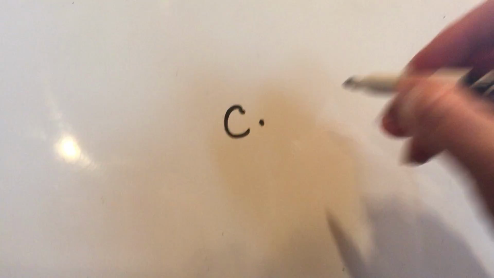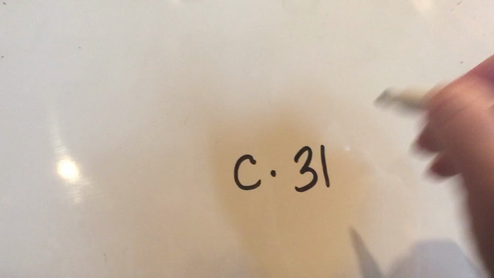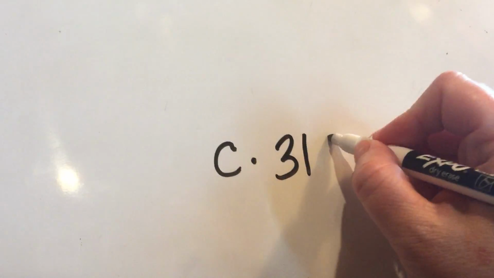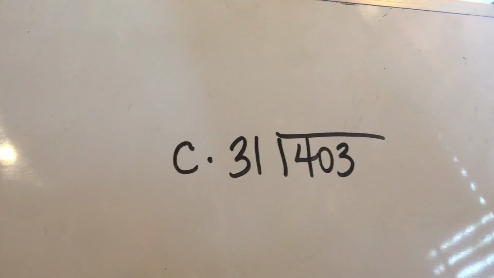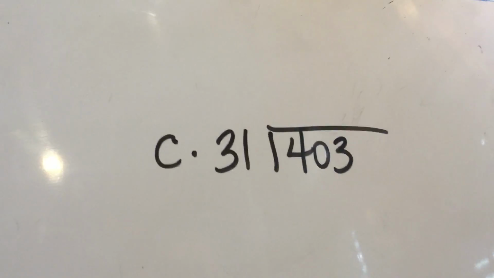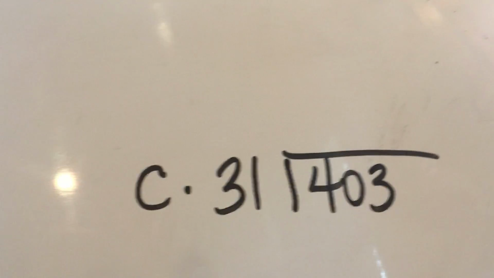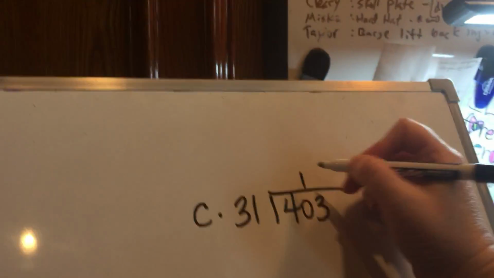Okay. C, 31 divided into 403. We're not going to be rounding at all on these. 31 will go into 40 one time, so you put the 1 right here.